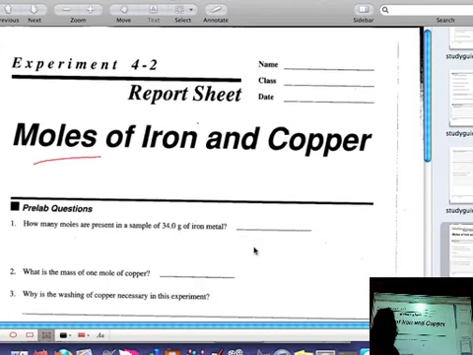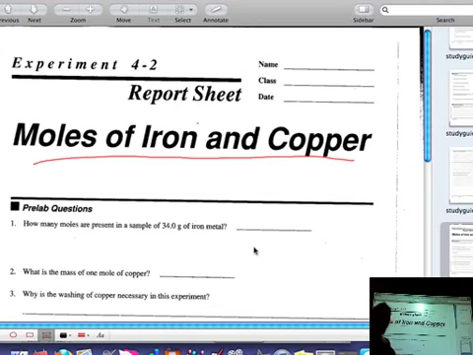Okay, so let's look at moles of iron and copper experiment 4.2, the first lab that you did, but hopefully not the first lab report that you did. First question, actually, I just want to remind you guys again, how is this reinforcing what you know about moles? Especially considering you just went through 4.1. 4.2 kind of says, all right, you did 4.1, so let's see if you can handle doing these calculations by yourself, and figuring out what reaction happened and all that.